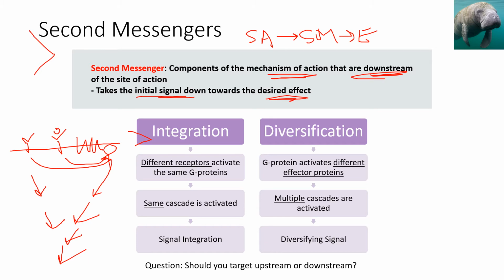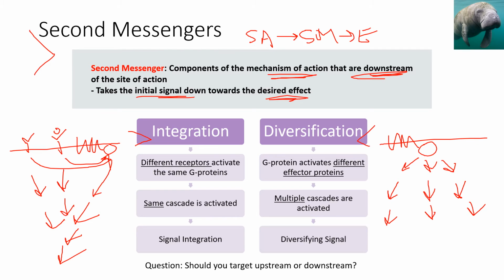And so another type is diversification, where, say, if you have a G-coupled protein receptor and it activates different effector proteins, multiple cascades can then be activated. And so this is a diversifying signal, whereas the integration version is where multiple different signals are integrating into one. In diversification, you have one signal that is diversifying into multiple cascades.